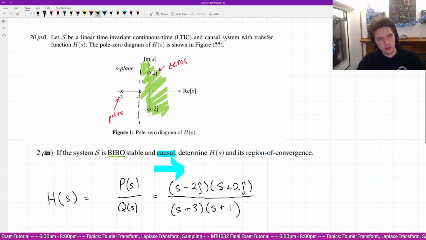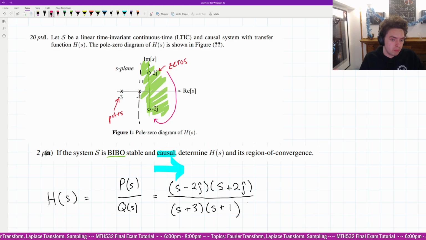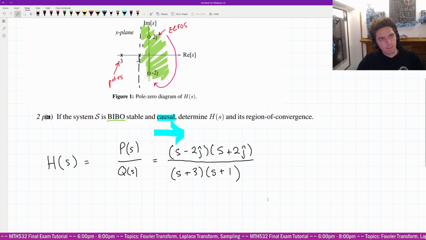What are the 2j's? Well, the 2j's are these values here, the two zeros, right? So it represents where the transfer function is 0. That means the output of the whole system is going to be 0. So there's our transfer function. Technically, there could be a K here, right? There could be a constant scalar, but for simplicity, we're just going to say that's it.